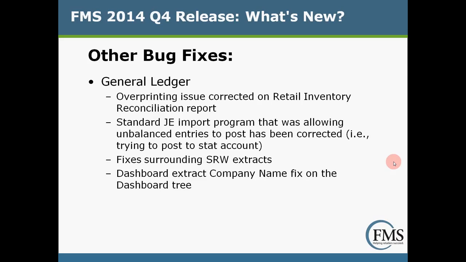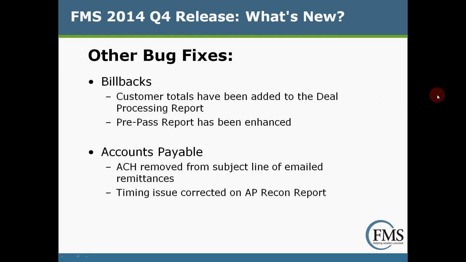The company name is used as a link for the dashboard tree for the users to click on, and then would view the data on that level. Because that field was blank, they were unable to access data on the company level, but that's now been fixed. So you can click on the company level and get that data if you ran a report at the company level. So, fix that. Under billbacks, basically customer totals have been added to the deal processing report.